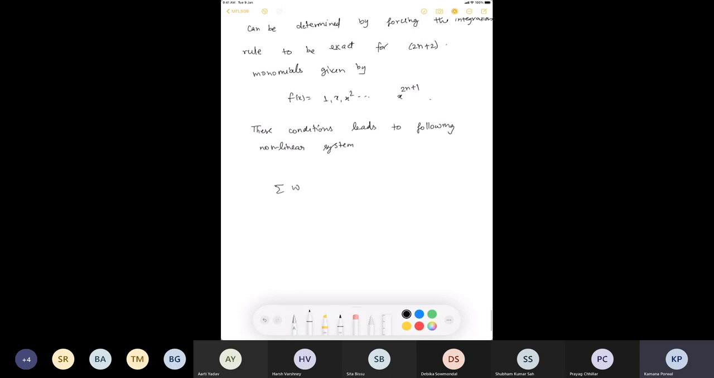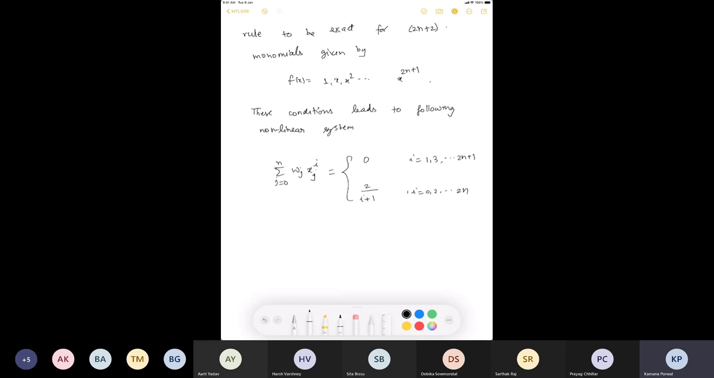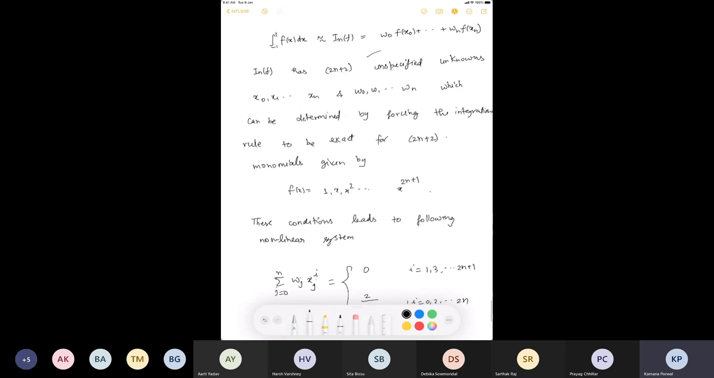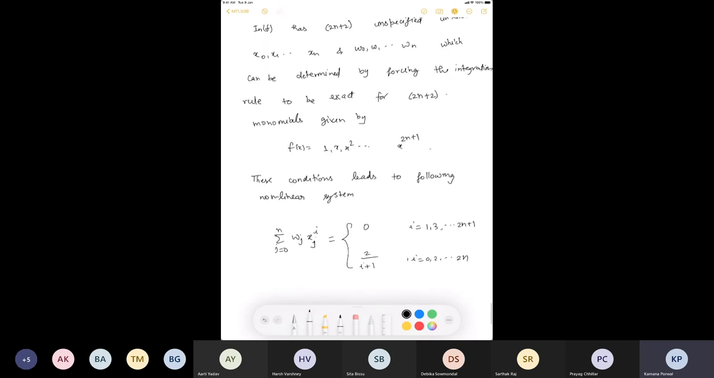So I'm going to get the system as follows: there will be 2n plus 2 equations, and these equations are the sum over j from 0 to n of wj times xj raised to power i. This is going to be 0 when i is 1, 3, that is, any odd number, and it is going to be 2 divided by i plus 1 when i is an even number. And note that this is a nonlinear system. So I'm claiming that this has a solution, but solving this system for the general case, that is for n greater than or equal to 2, is not trivial. So usually there's another approach which is opted for to derive these formulas.